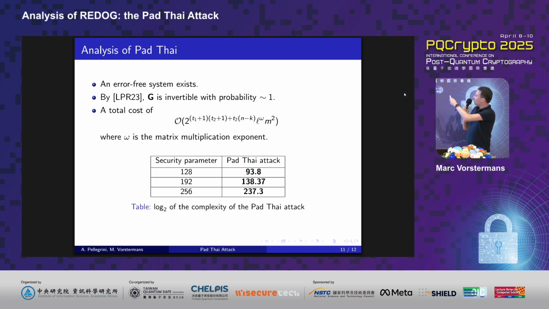And then we still have some extra factor that we have to add for the matrix multiplications that we have to do for inverting this matrix G. So we get some extra factor L to the omega times m squared. In total, this is the cost of our attack. So we see that for each security parameter, we can show that with our attack, the security of REDOG is not achieved.